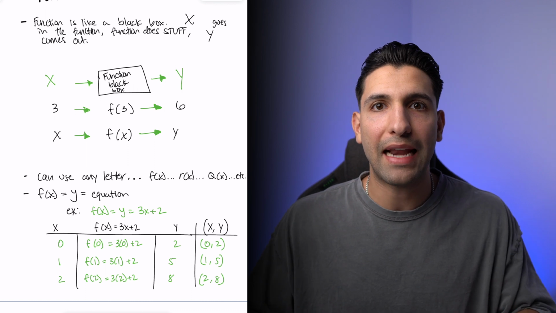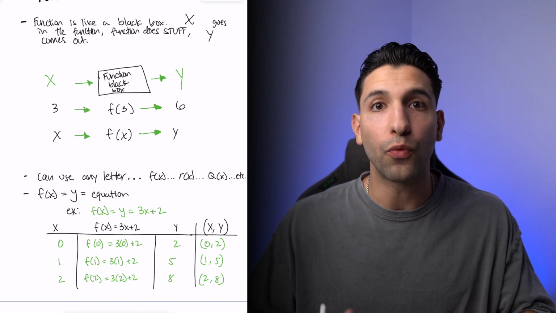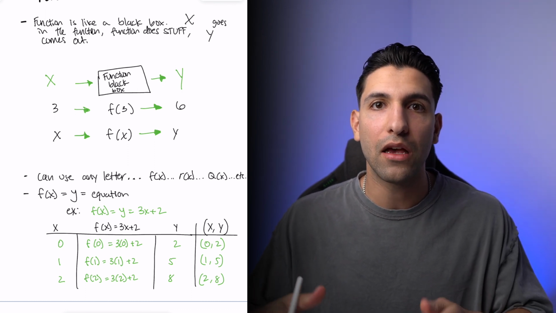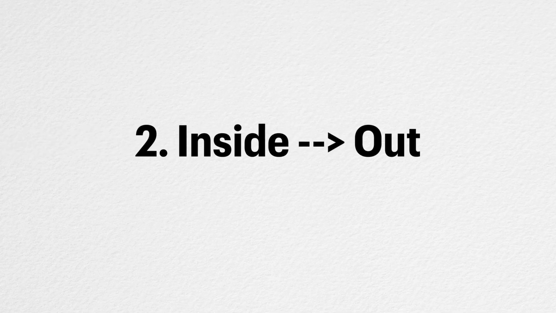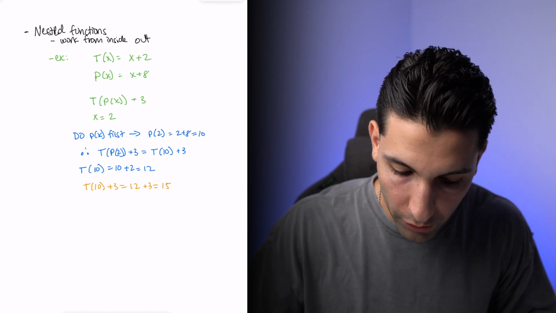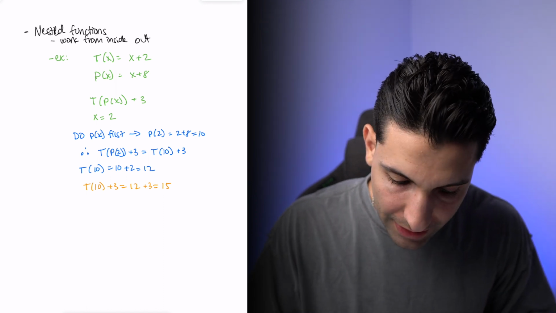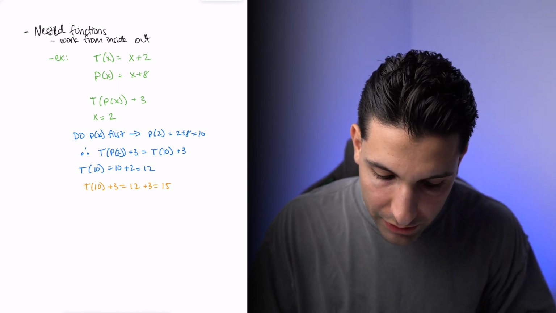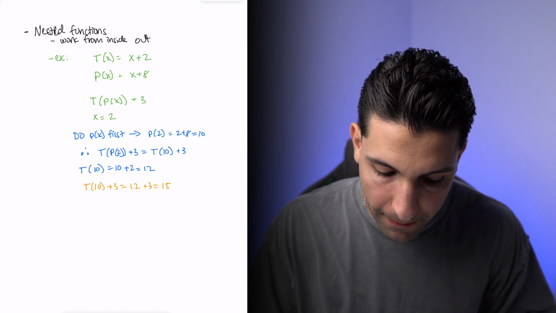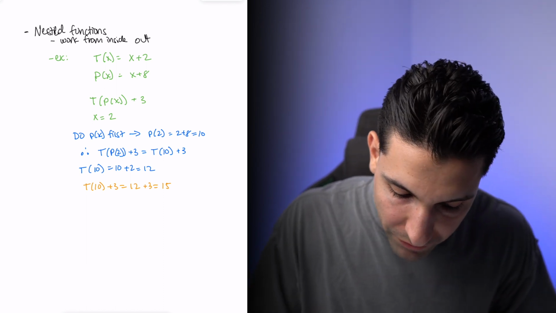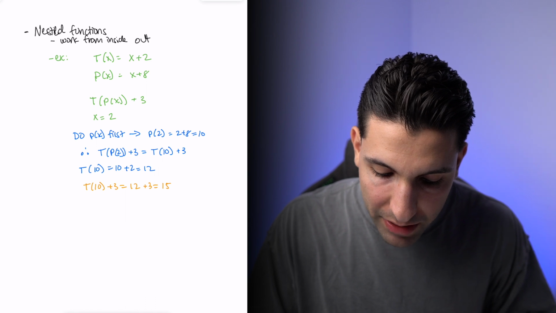So anytime we see an x and we see a function f of x, we know that we can plug in an x where you see an x in the function. Key number 2, work from the inside out. Nested functions work from the inside out. So if we look at this example here, we have t of x equals x plus 2 and p of x equals x plus 8. And what we want to solve for is t of p of x, plus 3, where x equals 2.